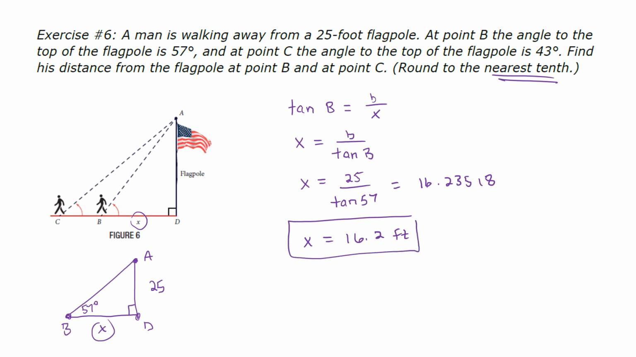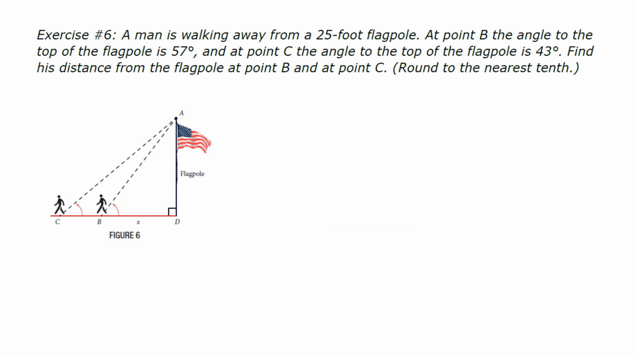All right, and this is the distance from the flagpole at point B. So this is from point B. Okay, so now we know what x equals. So let's find our y. So we identified y as the distance from C to D. So the distance from the flagpole to point C.